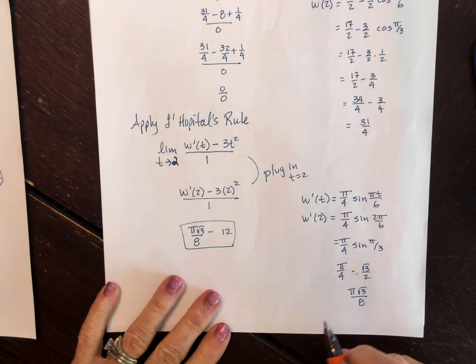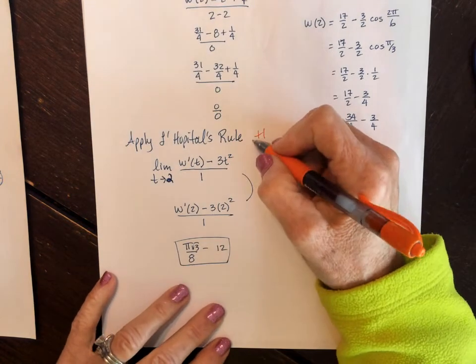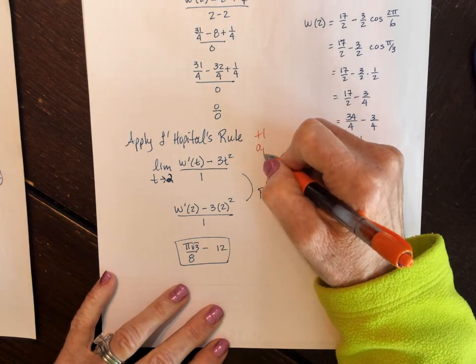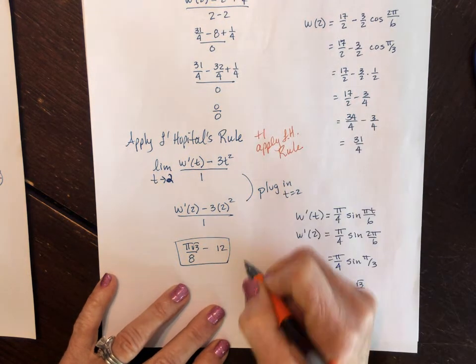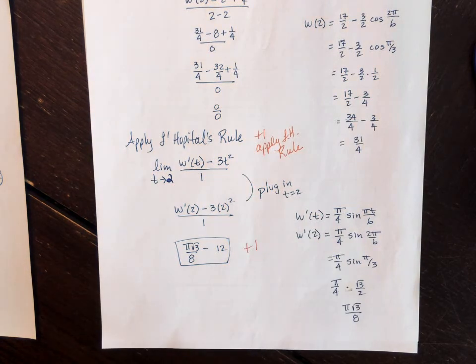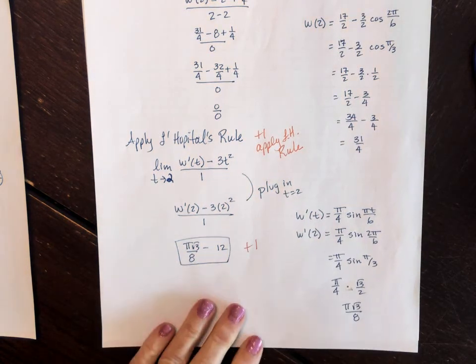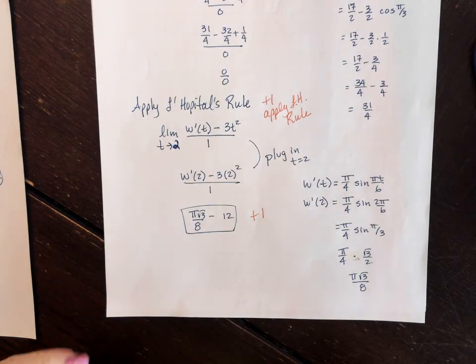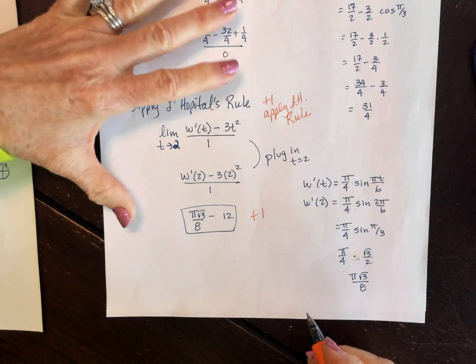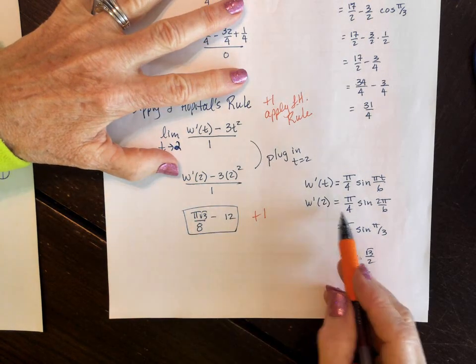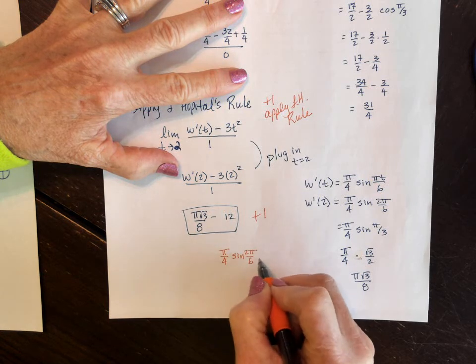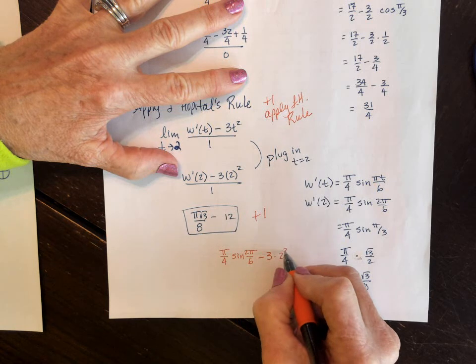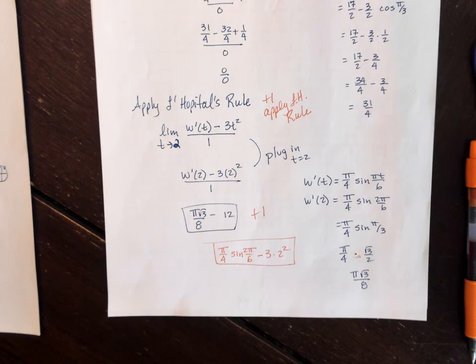Okay, where do we get points? You get 1 point for recognizing and applying L'Hopital's rule. And you get 1 point for the answer. Okay, now, again, they're not going to hit you up for numerical simplification. So you could conceivably write w prime of 2. You could have written pi over 4 sine 2 pi over 6 minus 3 times 2 squared. That would be an acceptable answer. You do not have to simplify.